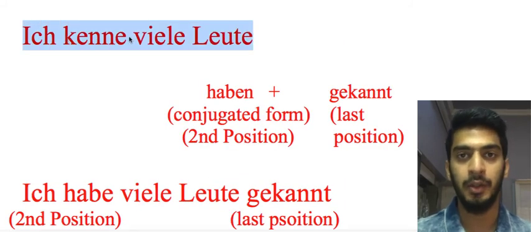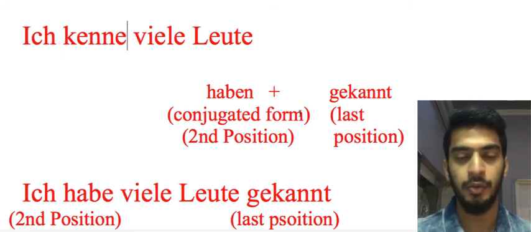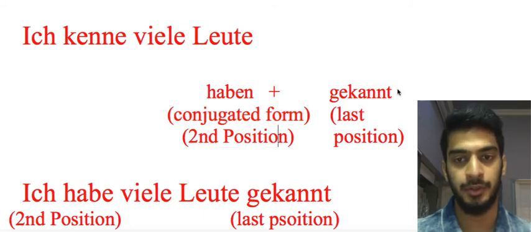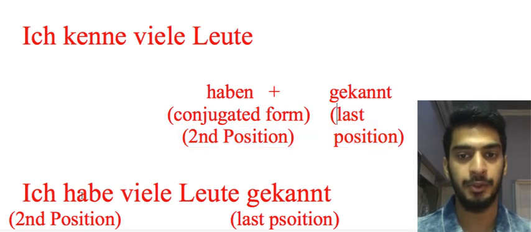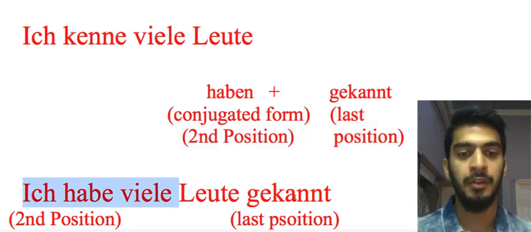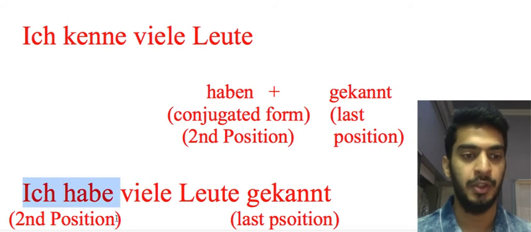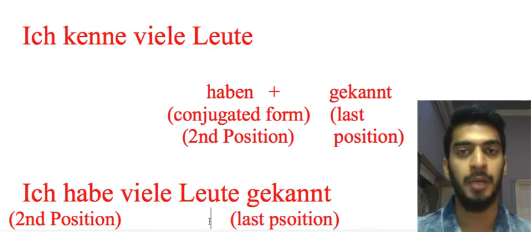Ich kenne viele Leute. The verb kennen contains no movement again, so use the verb haben form, conjugate the same and write it at the second position. Then gekannt is the perfect form, keep it at the last position. Ich habe viele Leute gekannt. Habe is the conjugation of haben with the pronoun ich. The verb is in second position and gekannt, perfect form, again last position. Ich habe viele Leute gekannt.